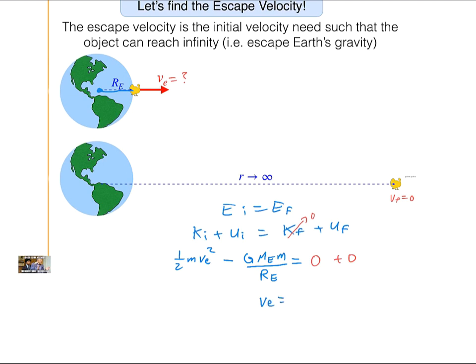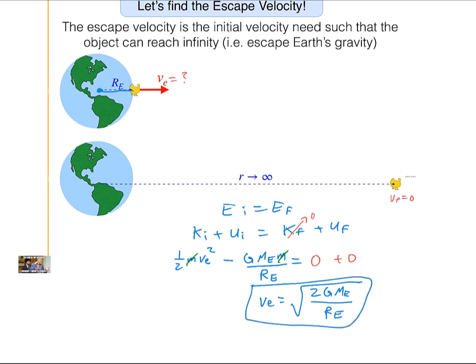You notice here that I can cancel out the mass of the turkey in both cases, and we solve for v escape, and we end up with the square root of 2G times the mass of the Earth over the radius of the Earth. This is the speed required for the turkey to escape the surface of the Earth.